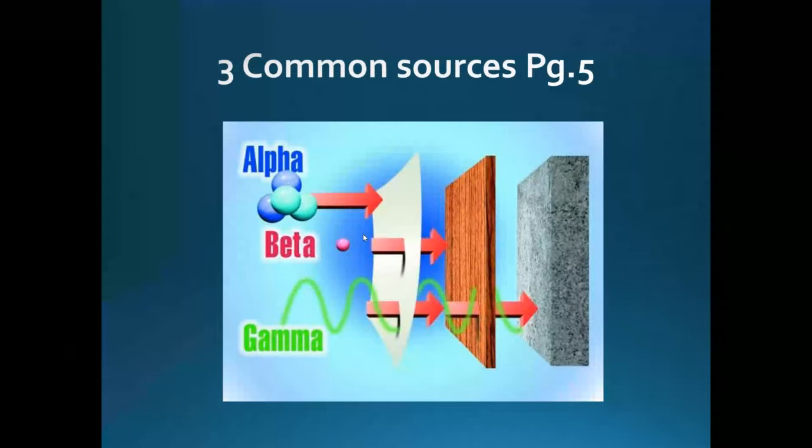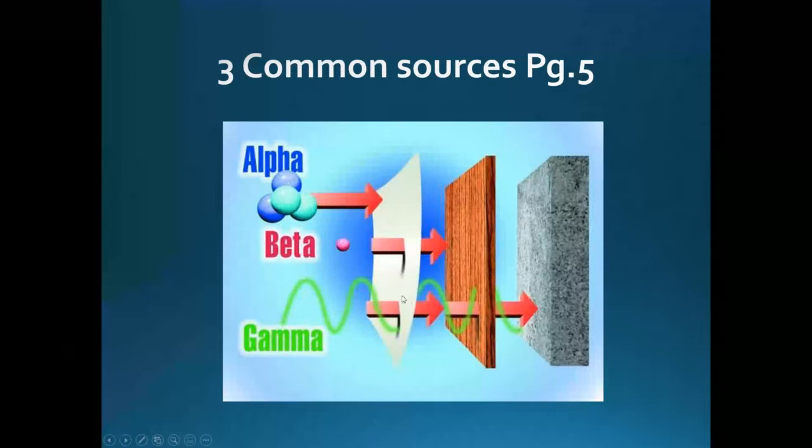We'll hit the three common sources again. So this is peer review of the chemistry module, where we talked a little bit about the three major radioactive isotopes or types of radioactive decay that we deal with here. So alpha, beta, and gamma again, and we learned 4 over 2 He, and 0 over 1, and then we learned about alpha traveling in a straight line like a beam, beta the same way, and then gamma traveled in a wave.